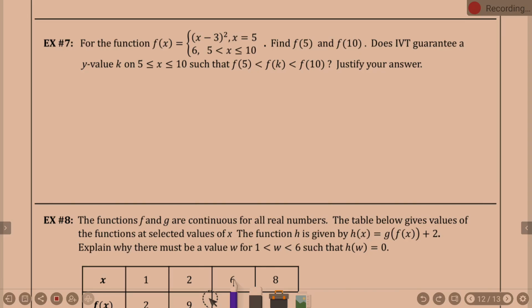I feel like it's not necessarily continuous. Well, is that something we're going to have to decide? Yeah. I mean, they say does IVT guarantee? What's the condition of IVT guarantee? Continuous. So, yeah, we're going to have to talk about this. Now, they do first say find f of 5 and f of 10, so let's start there. So basically what they're saying is it's not going to be continuous, but they still want to make us do more work. Yep. Okay.